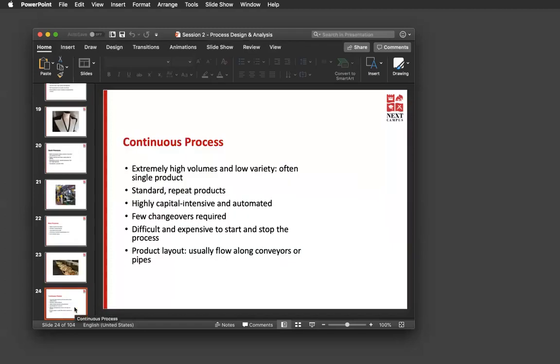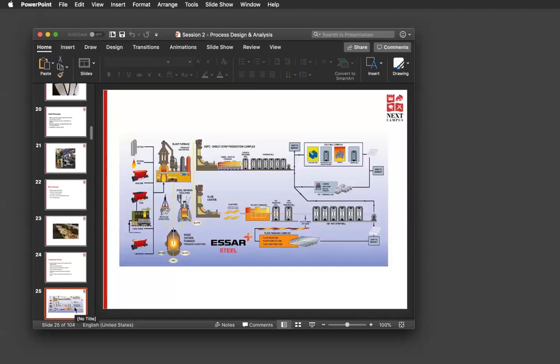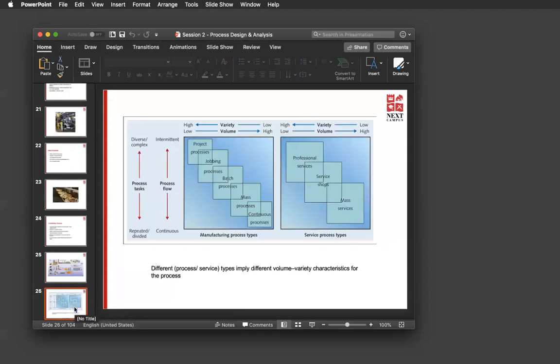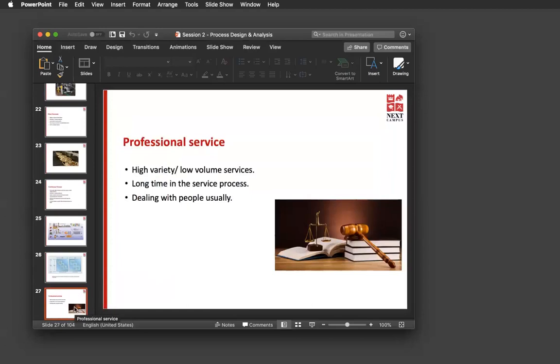Now, continuous process, I've already given you an example of that. Oil refinery is a continuous process, an example of a continuous process. Right. So, in services, if you look at professional services, legal advice is a professional service.